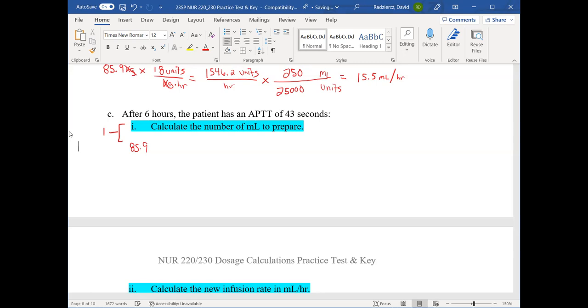Okay, I'm going to take the 85.9 kilograms times, now it's 40 units instead of 80. So 85.9 times 40 gives me 3,436. Again, that's units. I don't want units, I want milliliters. So I'm going to use the bolus dose strength again, because we're calculating a new bolus. And I'm going to get 3.436. So I'm just going to say 3.4 milliliters.